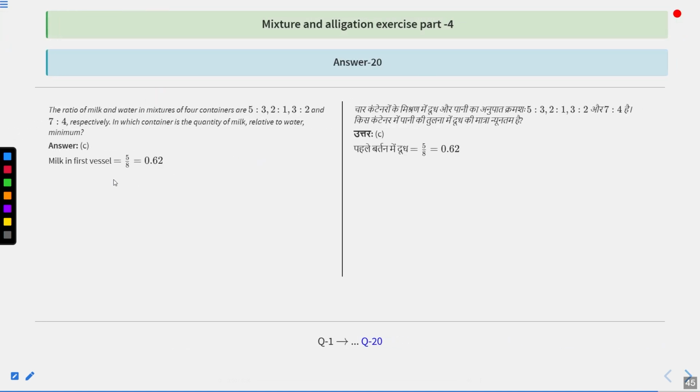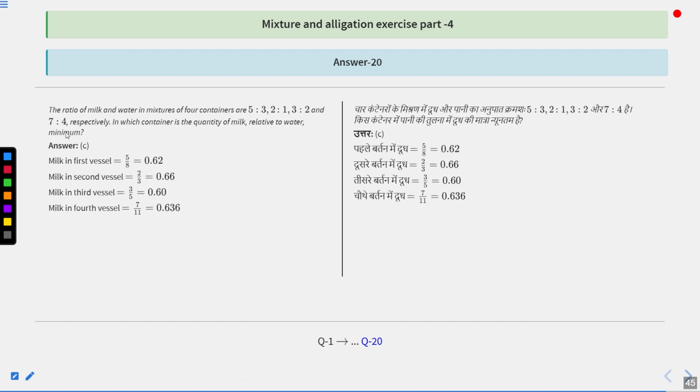We just need to calculate the fraction of milk in the first vessel, second vessel, third and fourth, all 4 containers. Milk in the first container will be 5/8, because total is 8 units and milk is 5 units, so it equals 0.62. Milk in the second vessel: 2 plus 1 is 3 units, out of 3, 2 is milk, 2/3, which is 0.66. In the third vessel, 3:2 means 5 units and 3 units is milk, so it will become 0.60.